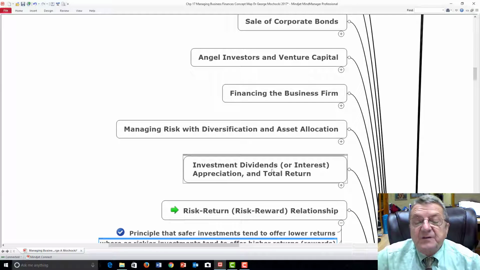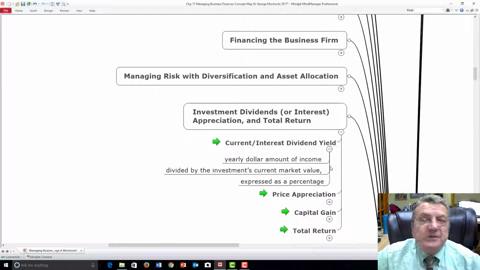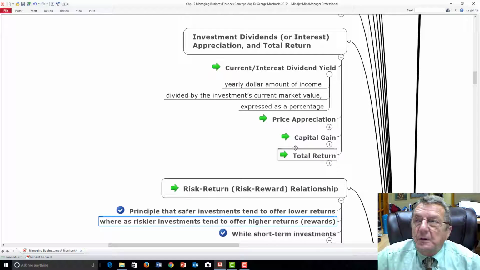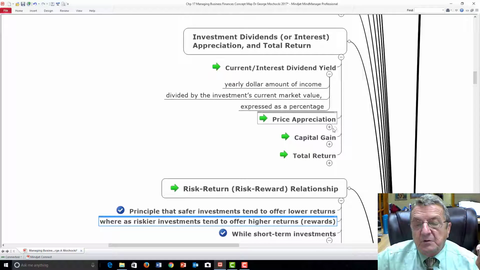Okay, investment dividends and interest appreciation. Current interest, dividends, and yield. These are just basic definitions, so I'll read them slowly. Yearly dollar amount of income divided by the investment's current market value, expressed as a percentage. These are some of the ratios that the author we talked about.